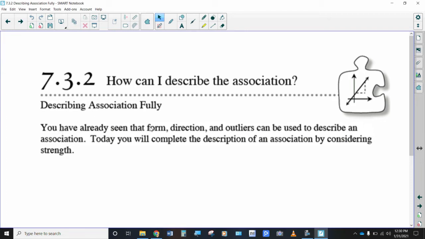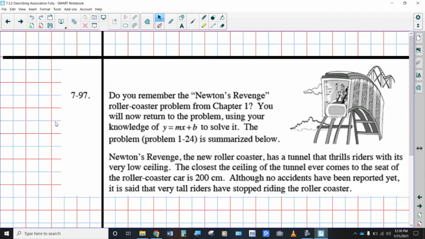You have already seen that form, direction, and outliers can be used to describe an association. Today, you will complete the description of an association by considering strength. All right, so do you remember the Newton's Revenge roller coaster problem from chapter 1? You will now return to the problem using your knowledge of y equals mx plus b to solve it. The problem is summarized below.